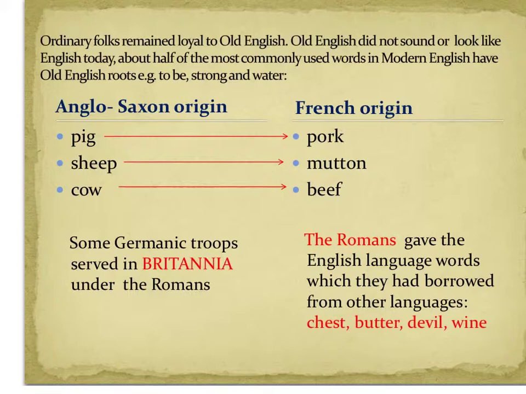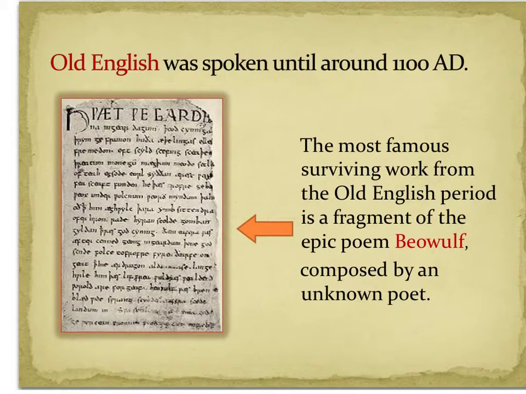Some Germanic troops served in Britannia under the Romans. The Romans gave the English language words which they had borrowed from other languages. For example, chest, butter, devil, wine, and many others. Old English was spoken until around 1100 AD. The most famous surviving work from the Old English period is the fragment of the epic poem Beowulf, composed by an unknown poet.